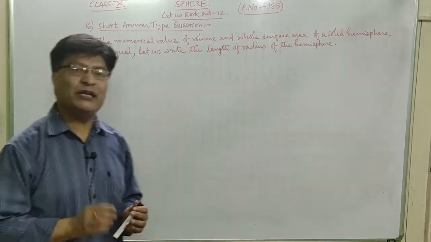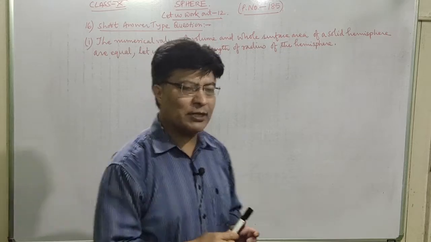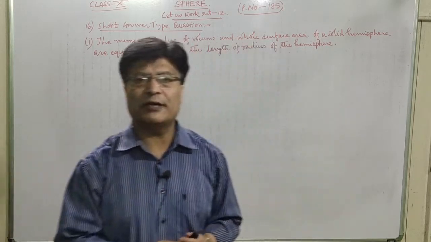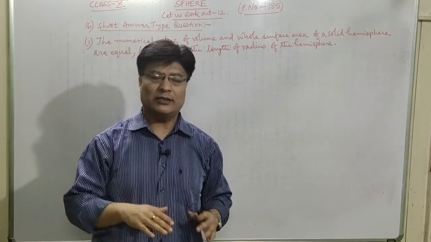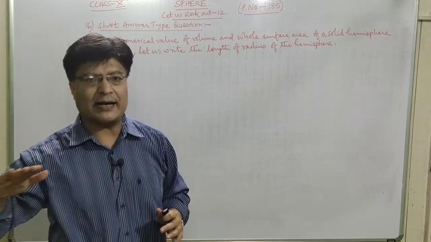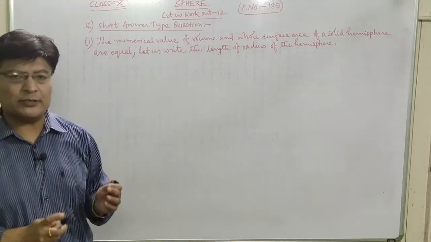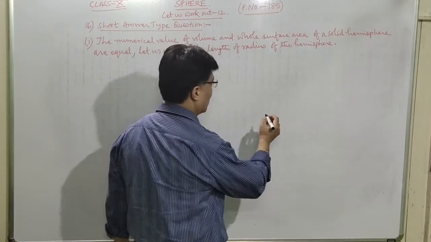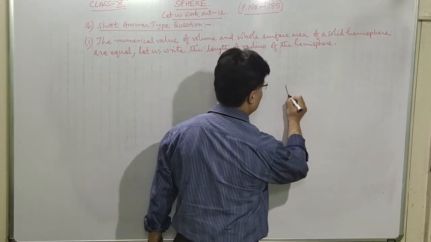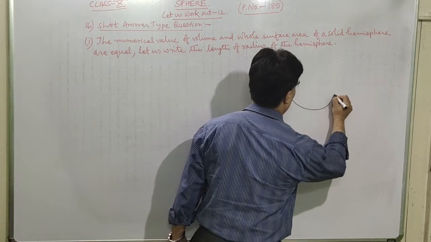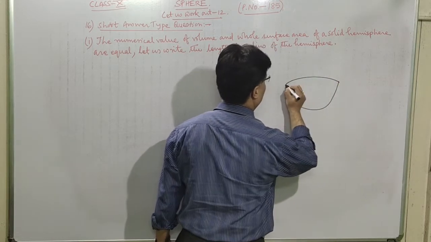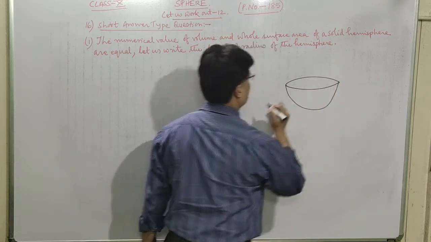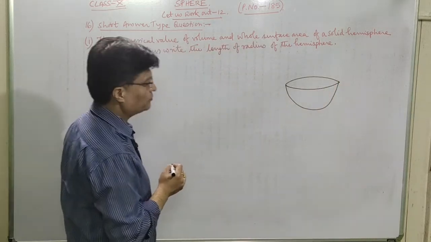So what is the meaning of hemisphere? Hemisphere is just half of the sphere. If there is a sphere, a football, and we cut that football from the middle, what happens? That will be a hemisphere, but that is a solid one. Okay? The hemisphere is like this. So this is a hemisphere, right? So this is a hemisphere.